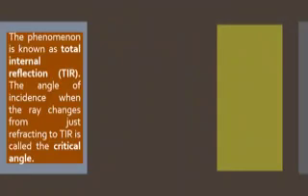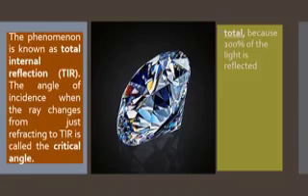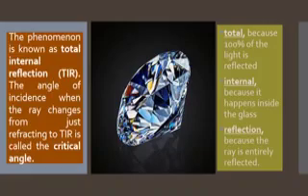The phenomenon is known as total internal reflection. The angle of incidence when the ray changes from just refracting to total internal reflection is called the critical angle. Why is it called total internal reflection? Total, because 100% of the light is reflected. Internal, because it happens inside the glass. And reflection, because the ray is entirely reflected.